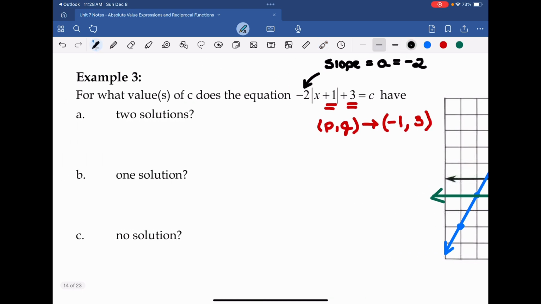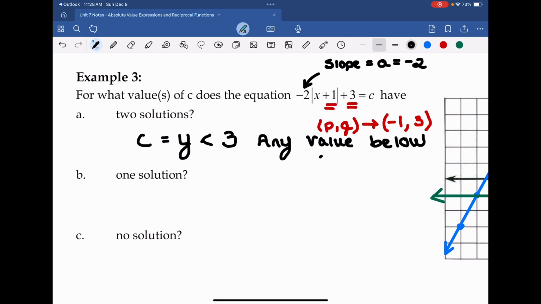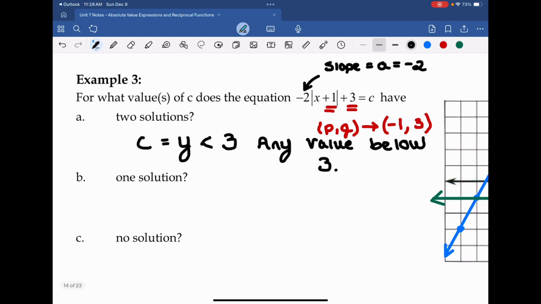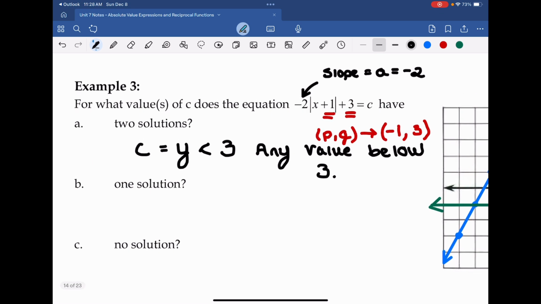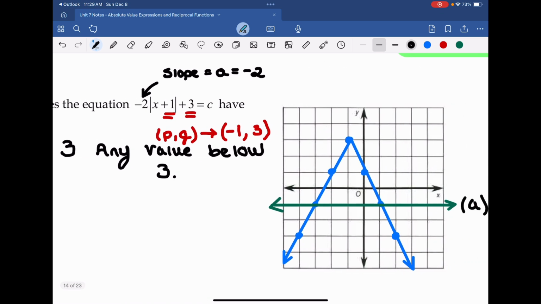So what we're going to do here is say that our c value, which is technically a y, must be less than the highest point. What is the highest point? It is 3, as long as it's any value below this. So I'm going to state that as a sentence: any value below 3. Perfect. Okay.